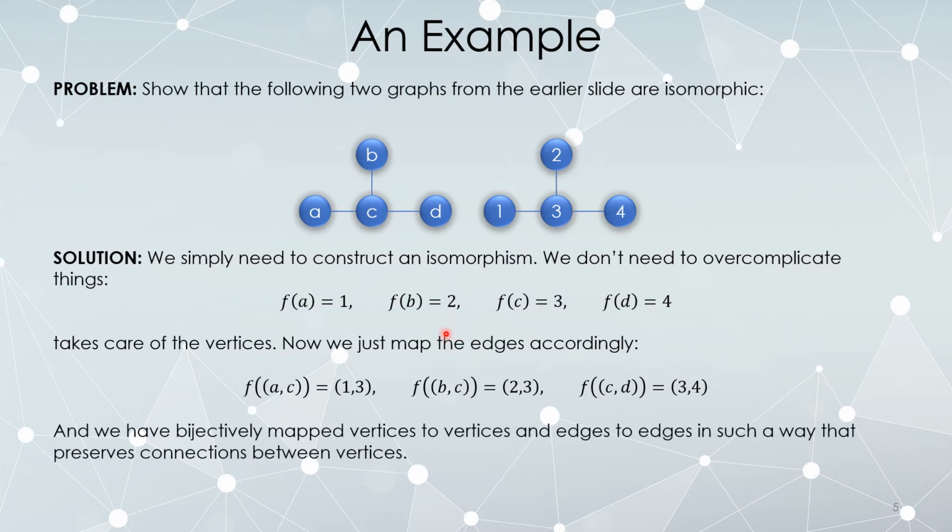And what you can verify is, since A and C are connected in the domain, 1 and 3 are connected in the range. These edges connect the vertices that were mapped. A got mapped to 1, C got mapped to 3, the edge connecting AC got mapped to the edge connecting 1, 3. And this is preserved for all connections in this graph. So we have constructed an isomorphism between them. Therefore, the two graphs are considered isomorphic. They have the same structure.